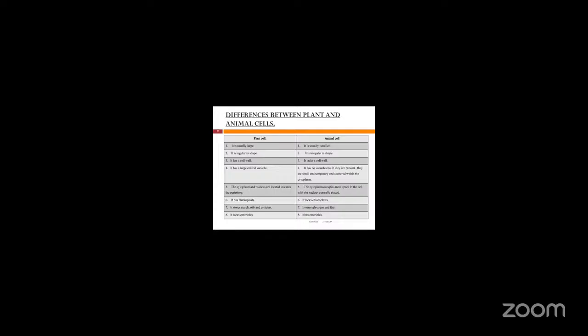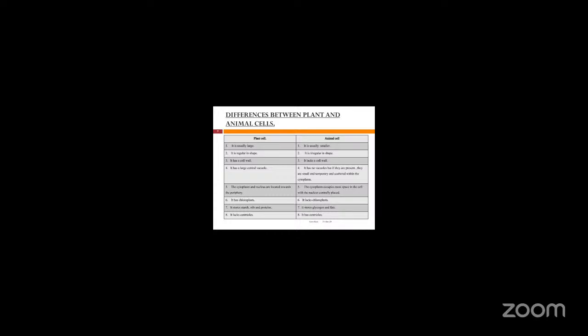While as animals, we do not have the capacity to store starch. So instead, we convert our carbohydrates into glycogen. So both of them are carbohydrates, but they are in different forms. Reason being, they are being stored in different types of cells.